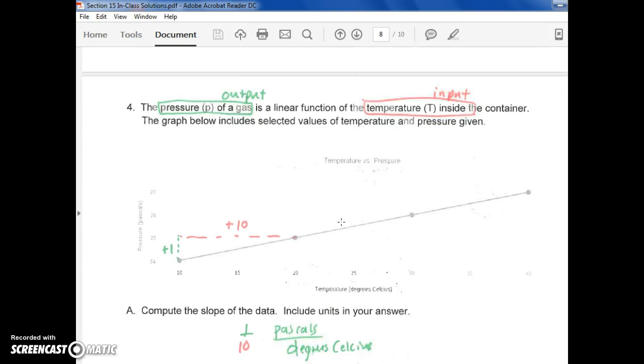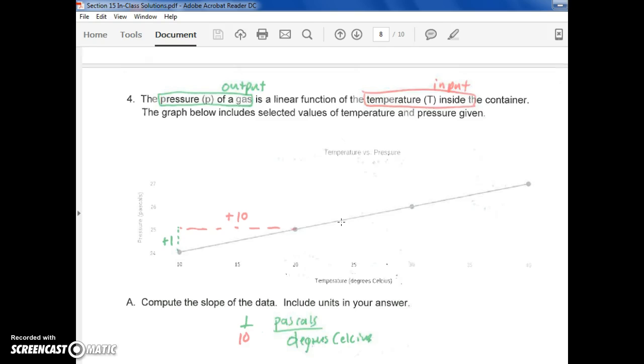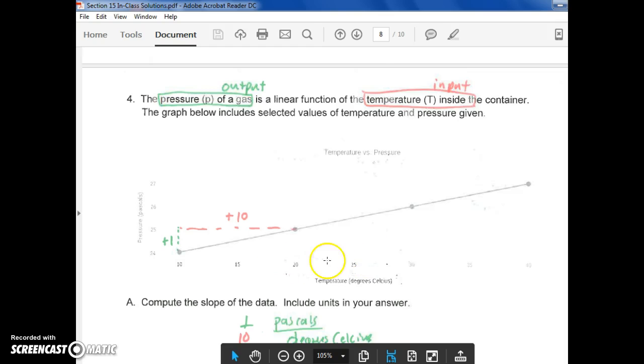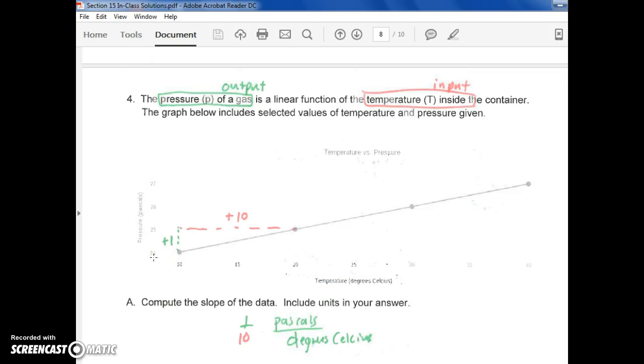But I want to take a look at a graph because it's kind of a similar structure, but a little bit different look. The pressure of a gas is the output. The temperature is the input. Now, even if I didn't have this verbal description, I could tell from the graph itself. On the horizontal axis, we have temperature. That's our input. Horizontal will be your input. And then the vertical will be our output. In this case, it's pressure.